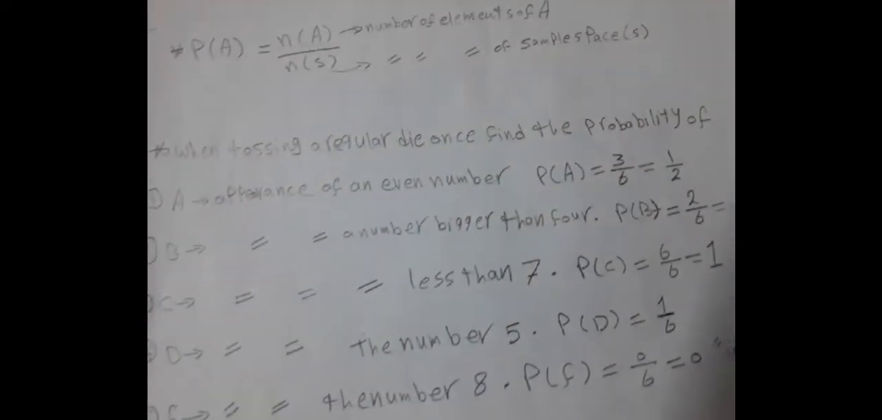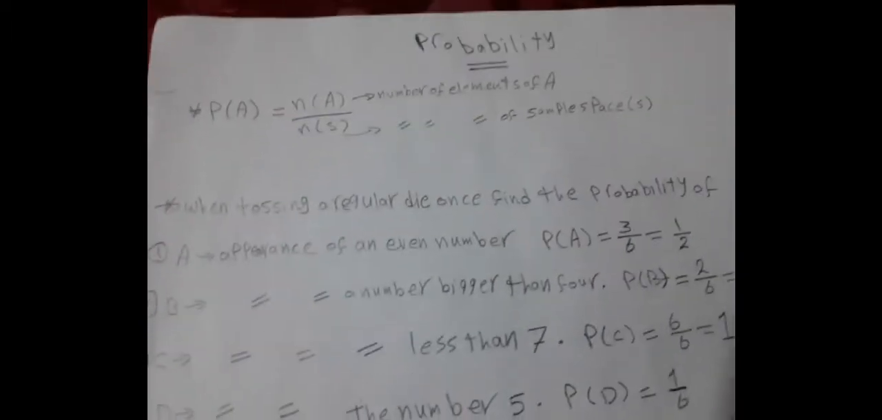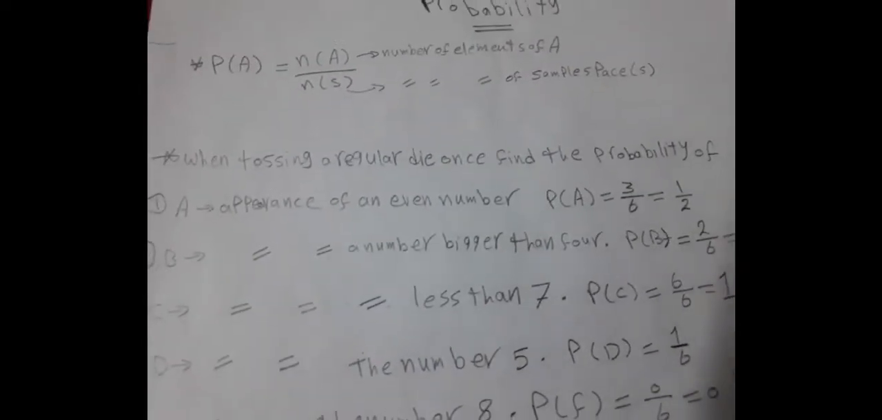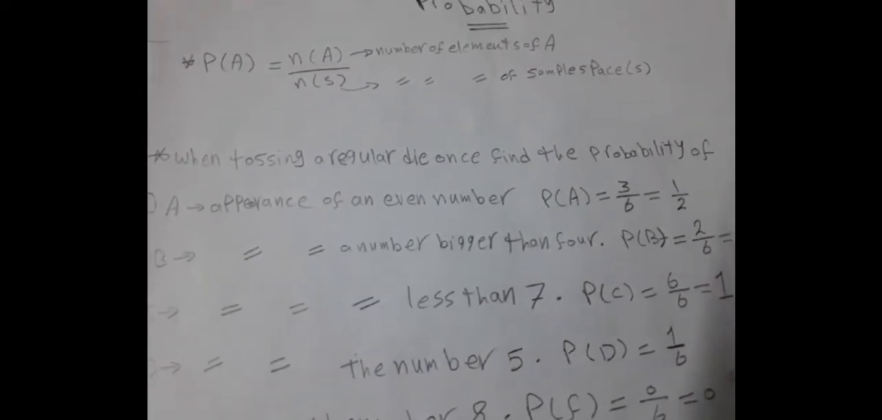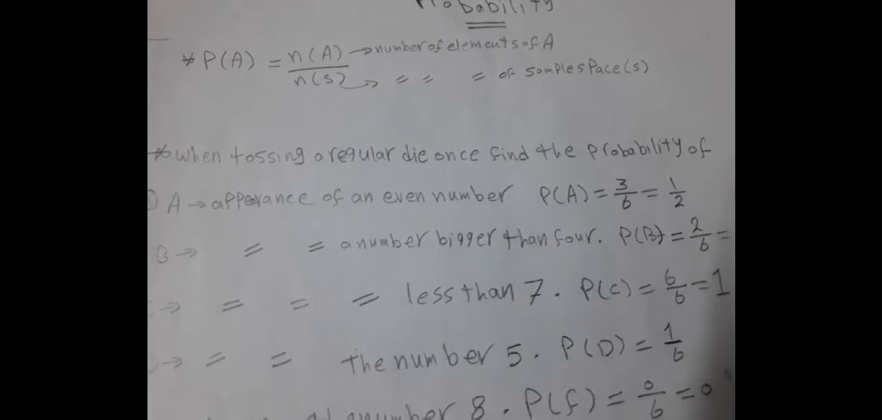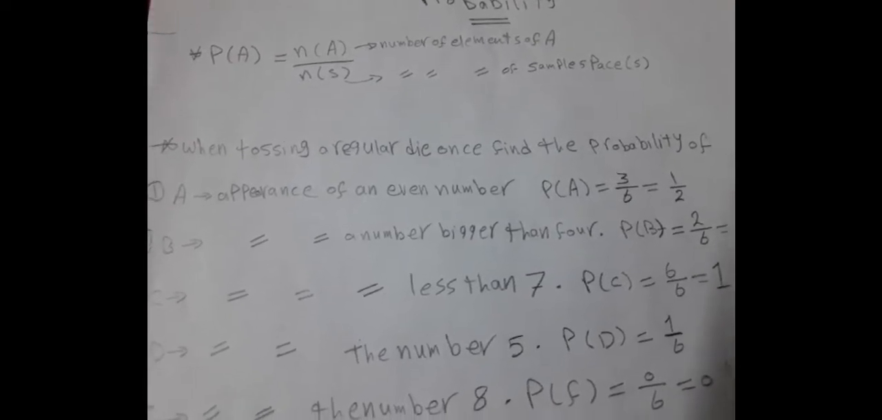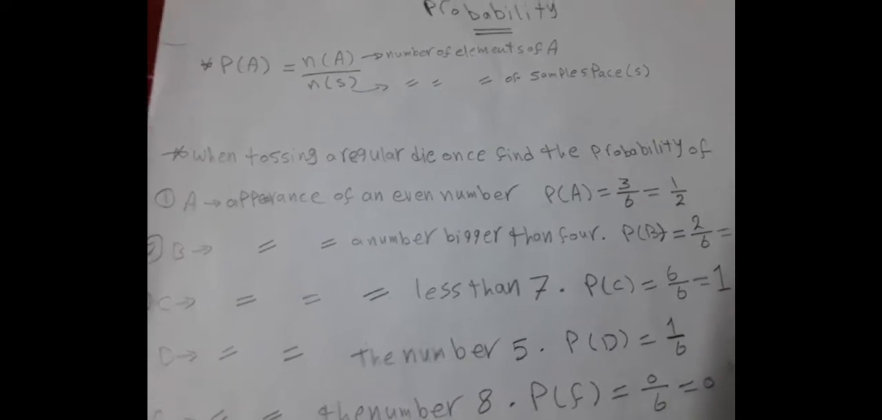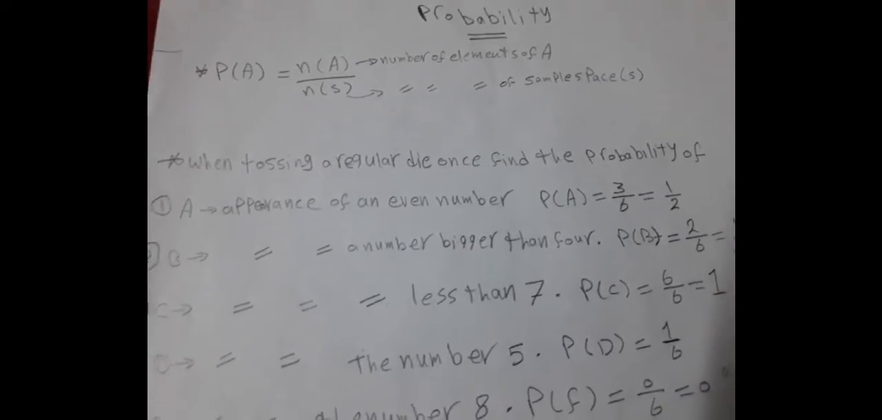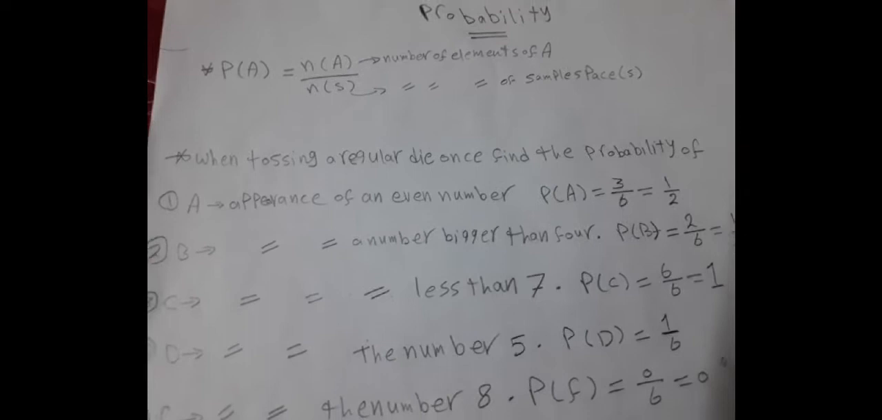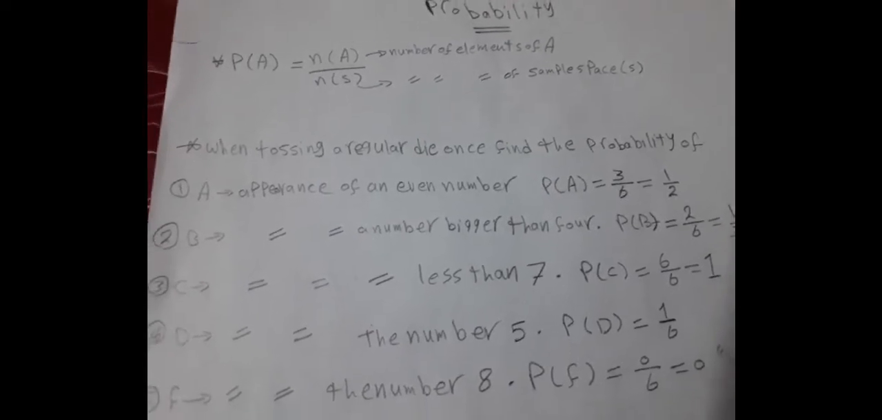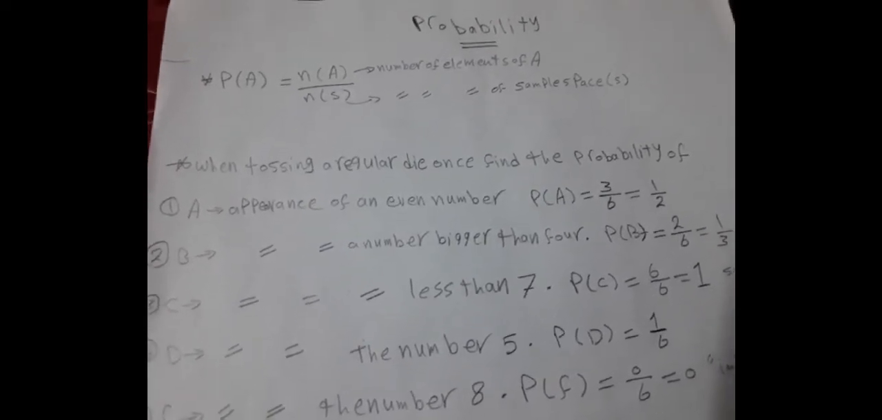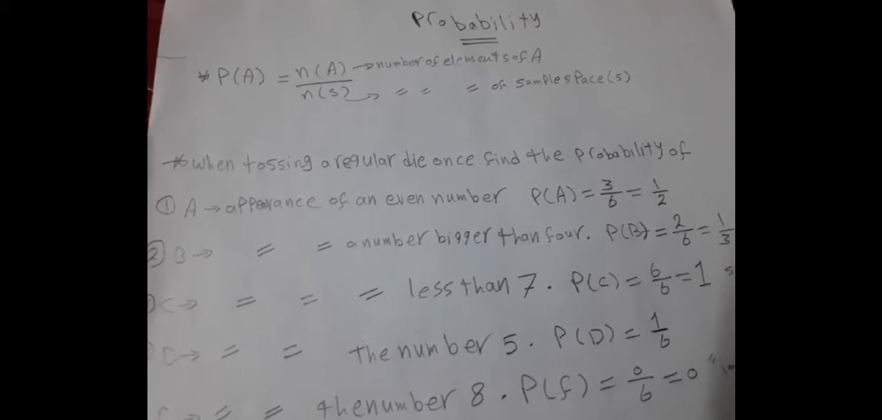Now we will take an example. The probability of A equal n(A) over n(S). This is the rule. The n(A) is the number of elements of A, النمبرز أو الحاجة اللي هو هيسألني عليها في الإيه؟ في البروبلم أو في المسألة اللي هو مديهاني. ال n(S) the number of sample space أو the number of elements in the sample space اللي هو all the outcomes.